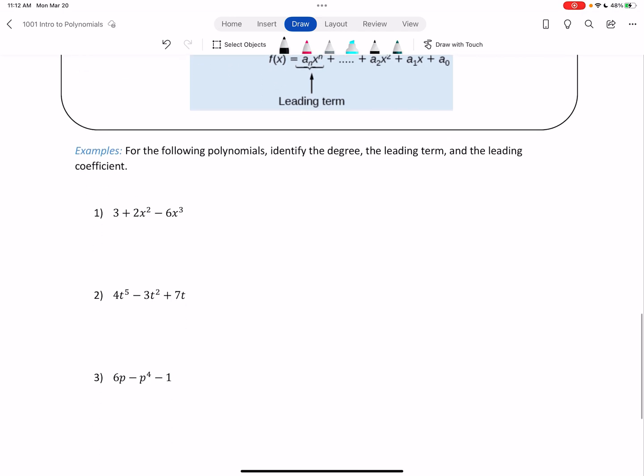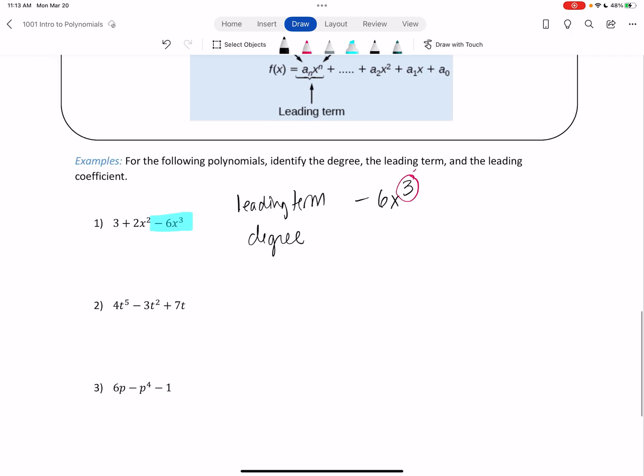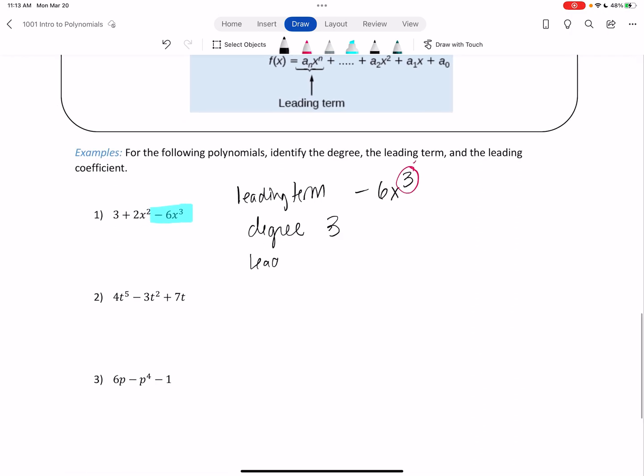So here are three polynomials. We want to look at each of the terms of these polynomials to find out what's the degree, what's the leading term, and what's the coefficient. So when I look at this first polynomial, 3 + 2x^2 - 6x^3, I notice that this guy, the -6x^3, has the highest power. So he's the leading term. Not necessarily in the front, just the one with the highest power, -6x^3. That means the degree is the exponent, 3, and the leading coefficient is that number in the front, -6.